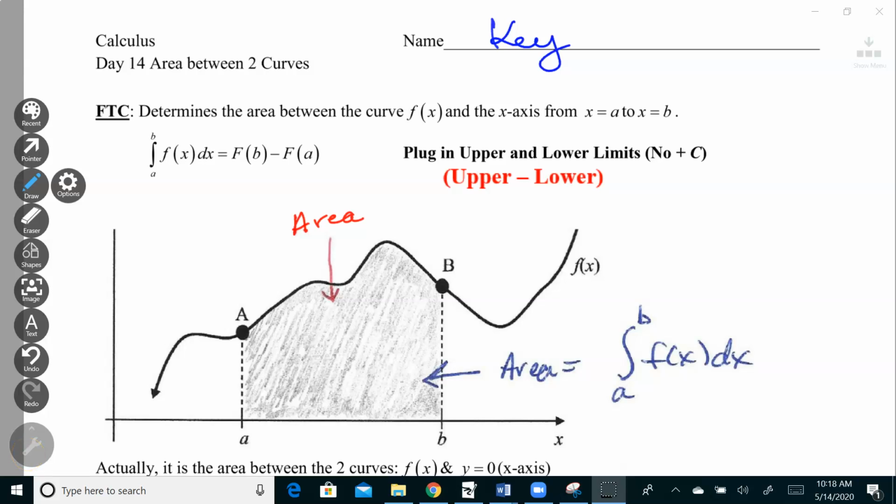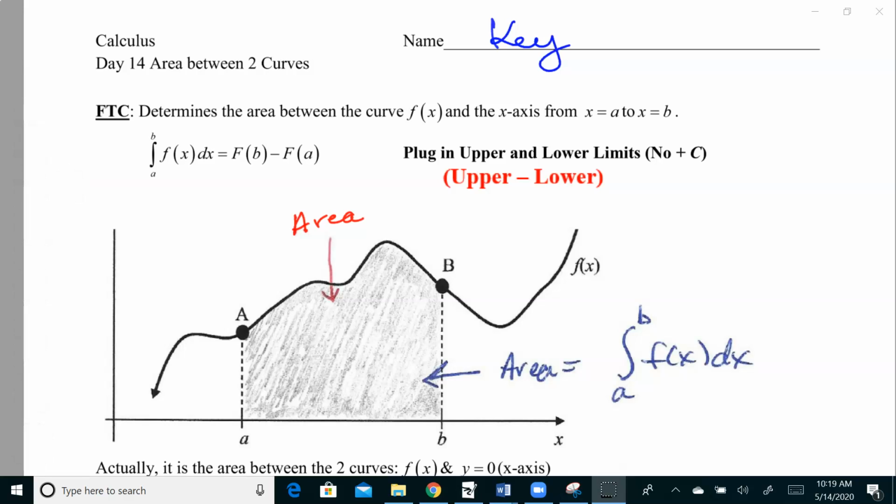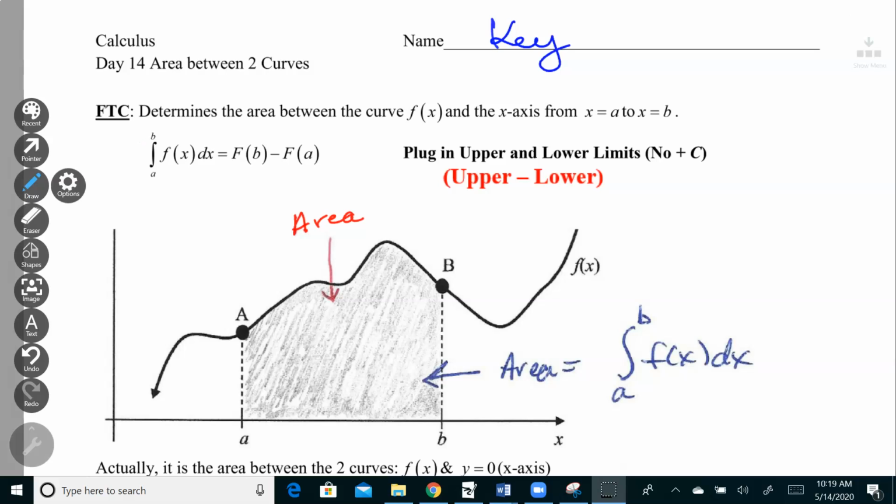Okay, welcome to really the last day of new material for calculus. Day 14, area between two curves. Okay, we've done area under curves already by doing integrals or our anti-derivatives. And we knew that what we did before, we did basically the fundamental theorem of calculus.